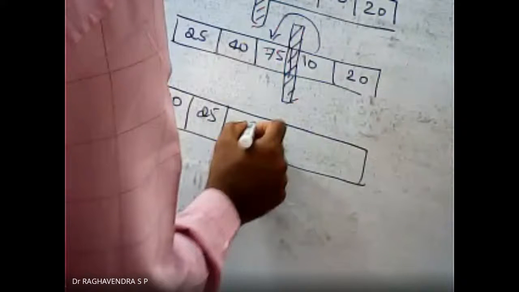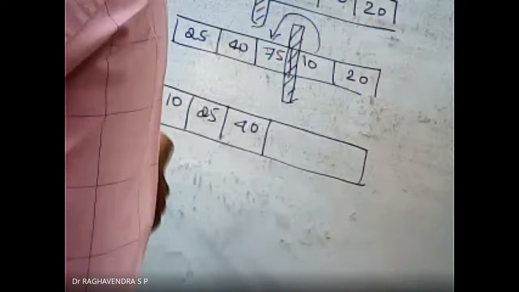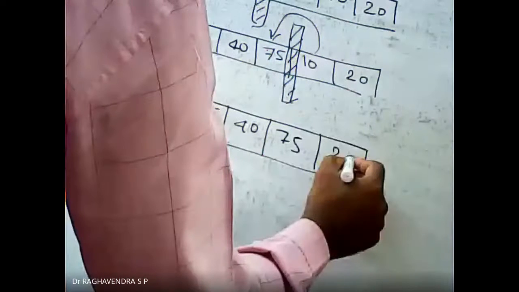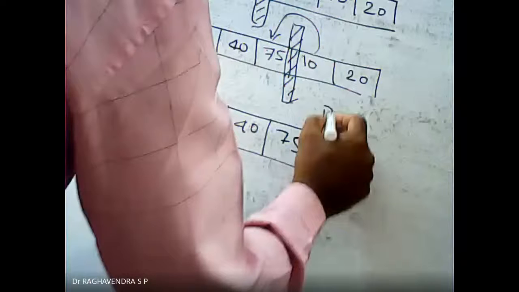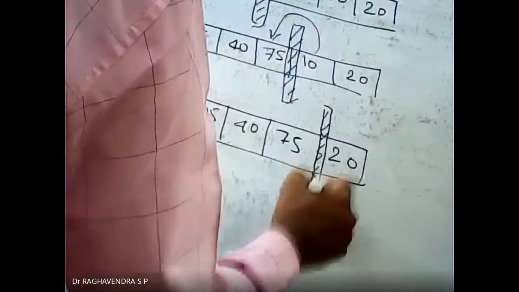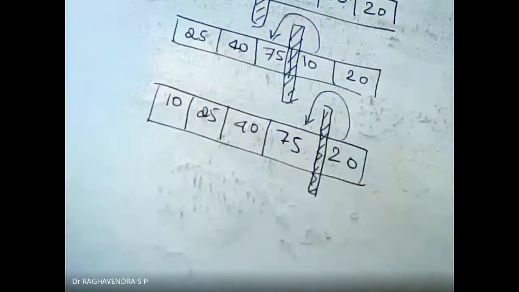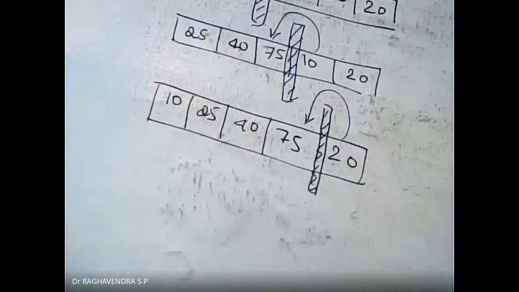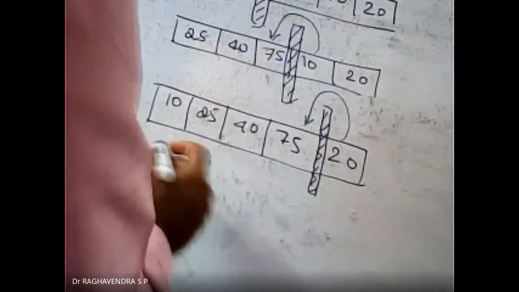Okay, 40. Next. 75. Okay. So what is going to remain here? 20. Okay. Now this is the boundary. 20. So now you shift this 20 to the next position.